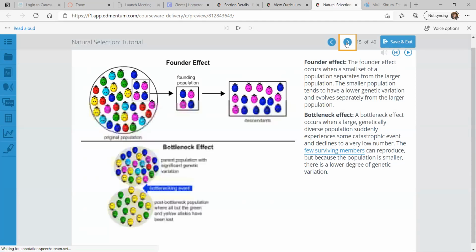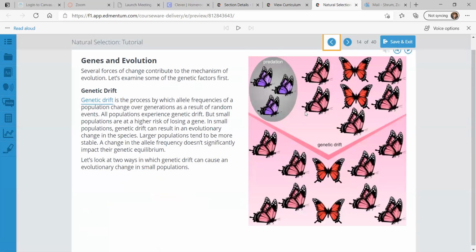Now, genes and evolution. Several forces of change contribute to the mechanism of evolution, and we're going to examine some of those factors first. Genetic drift. Genetic drift is the process by which allele frequencies of a population change over generations as a result of random events. All populations experience genetic drift, but small populations are at a higher risk of losing a gene. In small populations, genetic drift can result in an evolutionary change in the species.